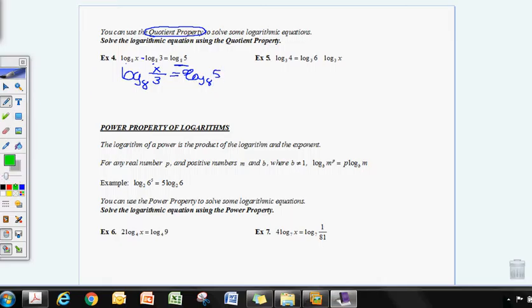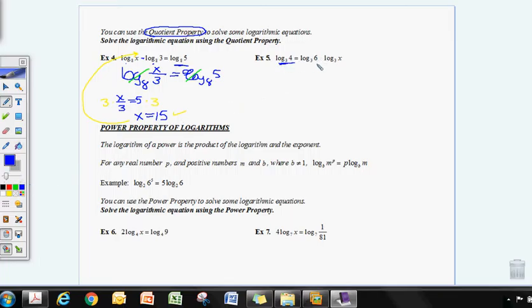And then whammo bammo, drop your logs. And I'm going to be left with x over 3 equals 5. Now, how are you going to solve that? If I multiply each side by 3 to get rid of that fraction, I end up with x equals 15. And again, you need to remember, check your work. Check, it works. Okay, so let's take a look at example number 5.